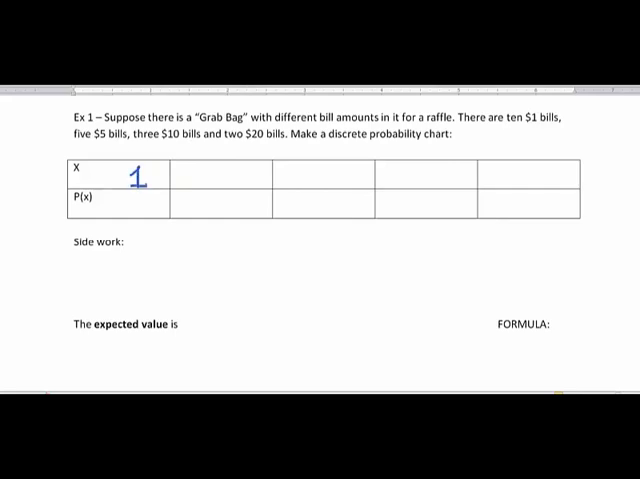So you could either pull the $1 bill. Oops, I should move that over one space here. Pardon me. So you could pull the $1 bill. You could pull the $5 bill. You could pull the $10 bill. Or you could pull the $20 bill.